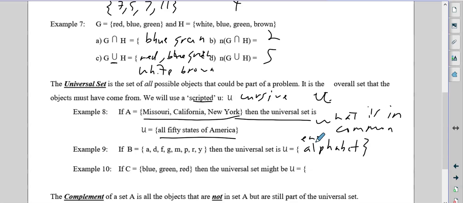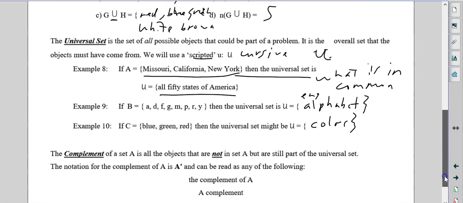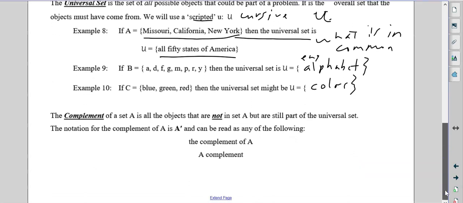Blue, green, red. A few different things that you can put there. You could just get away with colors because they are all colors. You could put primary colors. I don't know what else you could put, but that would pretty much do it. Colors, primary colors, something like that. Again, that's one of those things where there may not be one right answer. You might be able to come up with something else that fits, and that'd be okay.